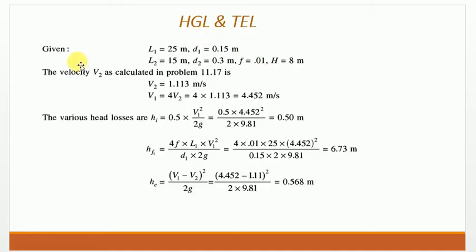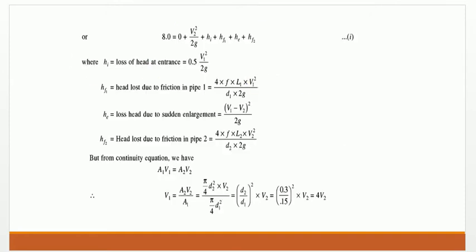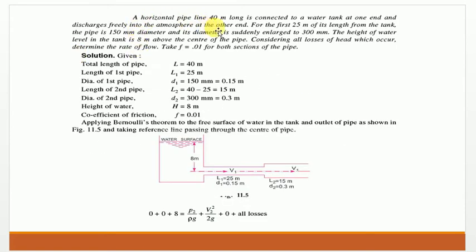gradient line. The problem defines a horizontal pipeline 40 meter long connected to a water tank at one end and discharging freely into the atmosphere at the other end. For the first 25 meter of its length from the tank, the pipe is 150 mm in diameter, and its diameter is suddenly enlarged to 300 mm for the rest of the length.